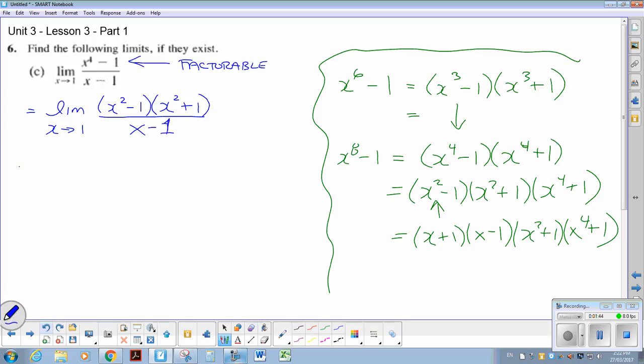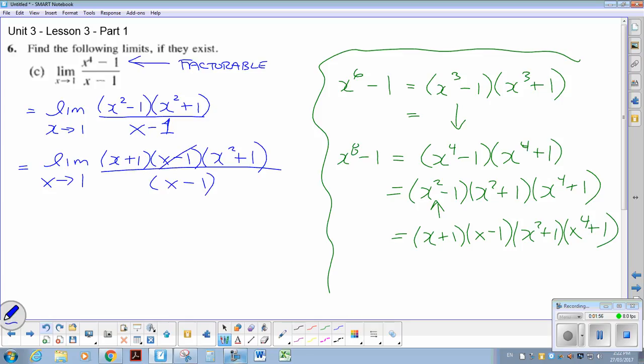Oops. And again, that top one will factor x plus 1, x minus 1, x squared plus 1, all over x minus 1. My x minus 1's then cancel. I no longer have a denominator, other than 1. So now I can just substitute in because I won't have any issues. So as x's go to 1s, I end up with 1 plus 1. So I'll have a 2 multiplied by 2. So this gives me a value of 4.